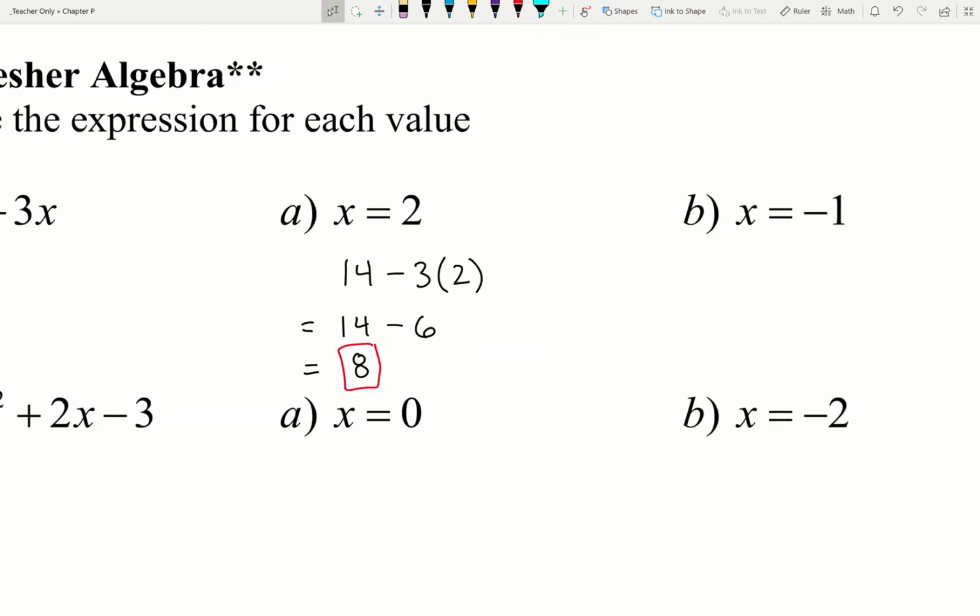Very similarly done if our input here is now negative 1. We're going to have 14 minus 3 times that x value, negative 1. Plug that in. Careful here because we have a negative 3 times a negative 1. That's going to end up being a positive 3, so this will be 14 plus 3, and that will end up being 17 for you. Okay, so if you plug in a different value for x, you're going to expect to get a different output.